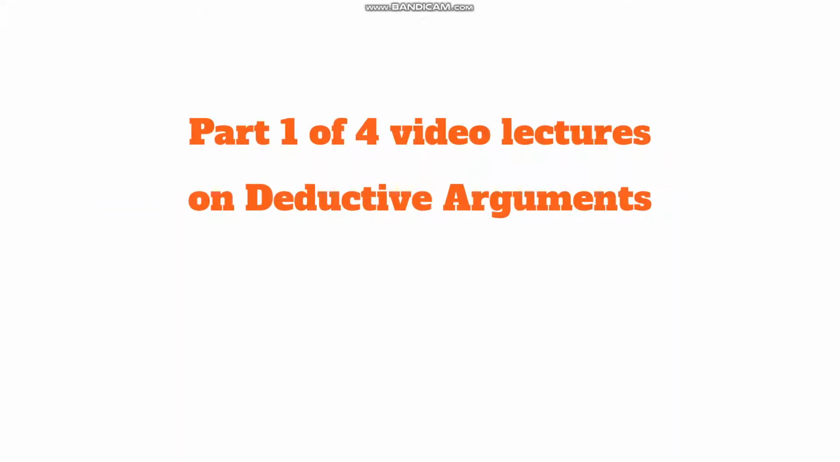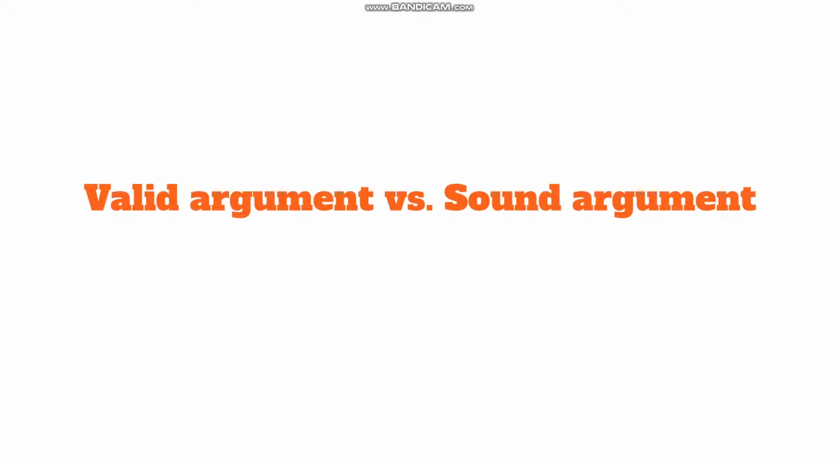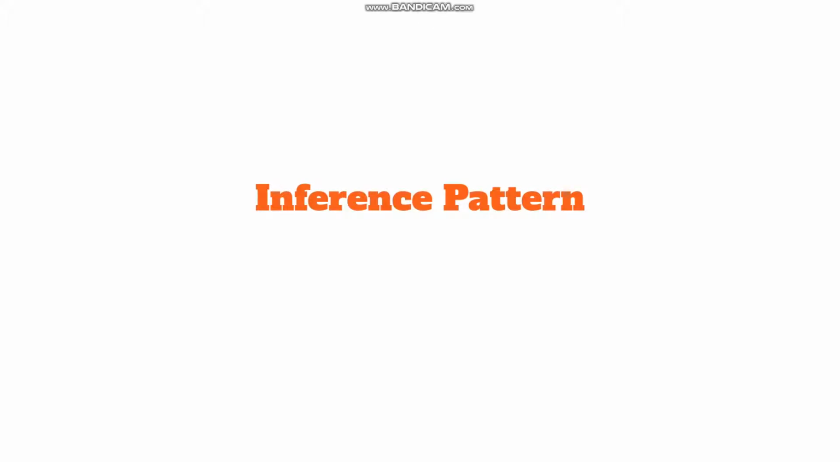This is part 1 in a series of 4 video lectures that will cover deductive arguments. In this first video lecture, we'll cover some basic formal logic. The first thing we will learn is the distinction between validity and soundness. And then we will learn what an inference pattern is. Let's get started.